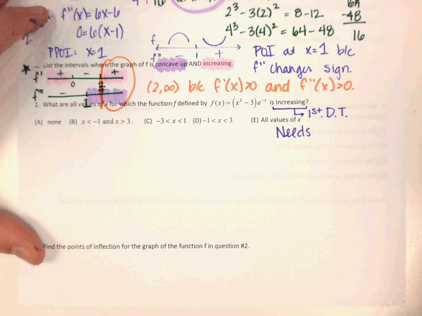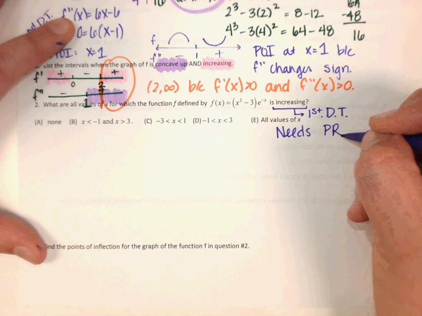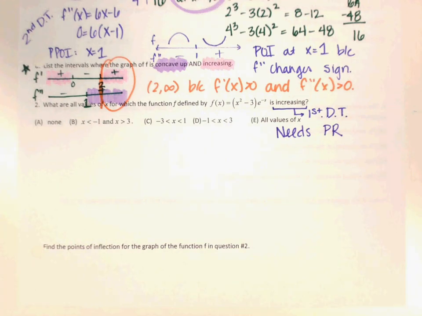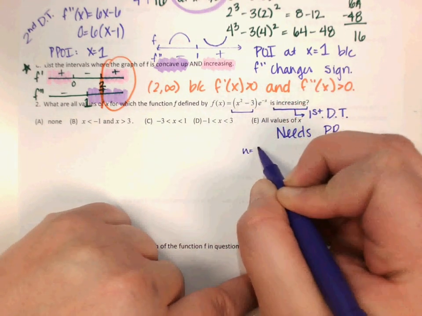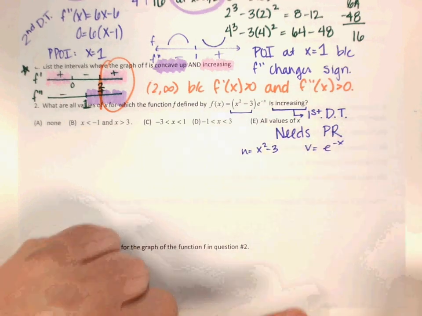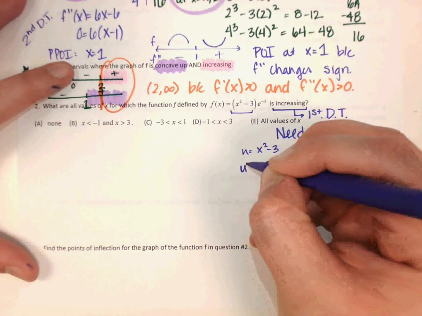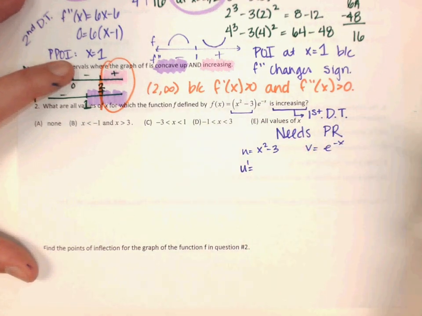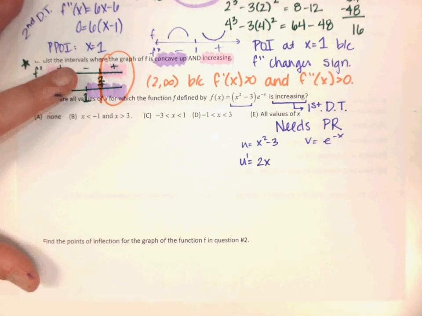Okay, it is going to involve chain rule and what else? Product rule. So my u is going to be x squared minus 3, and my v is going to be e to the negative x. What is my u prime? Oh, it's 2x. Okay, no minus 3 because it's a constant, derivative is 0.